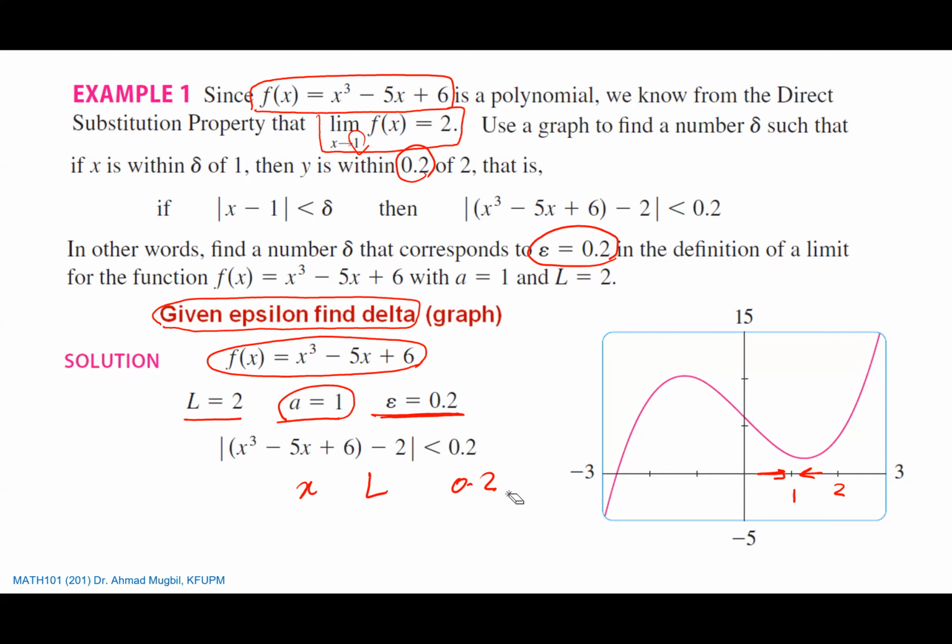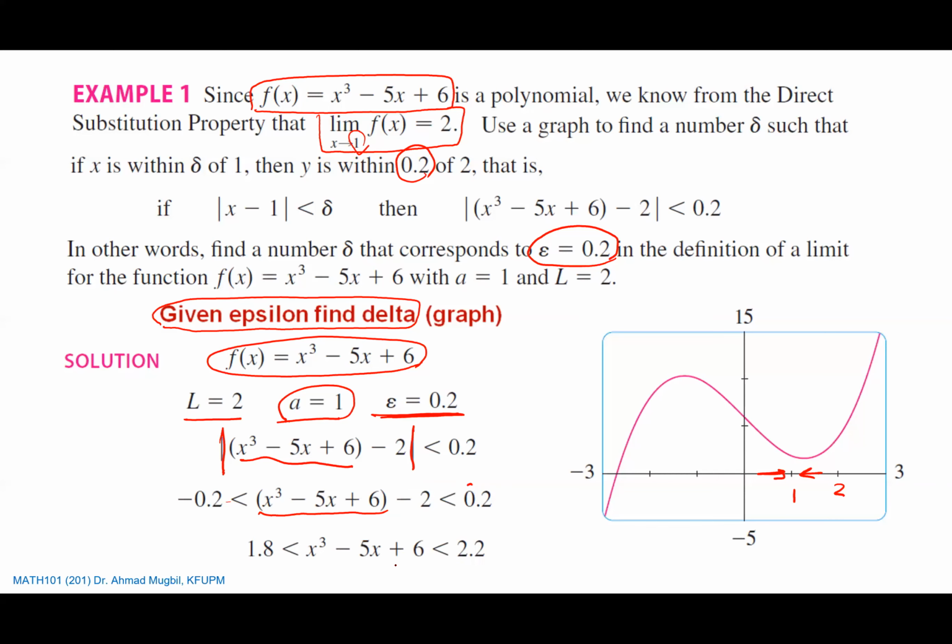What you will do, you will write it in terms of the definition of the absolute value. This is an absolute value inequality. So without absolute value, this function minus 2 is less than 0.2 and greater than negative 0.2. Keep this as it is. Add 2 to both sides. You will have this. What is this? This is our function. Our function is between 1.8 and 2.2. So this means that y is between these two values, between 1.8 and 2.2.